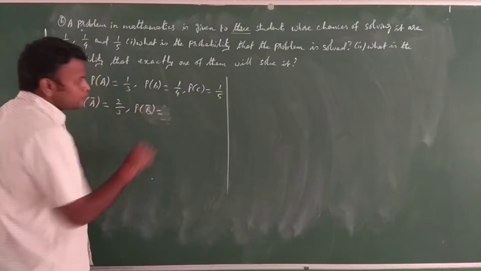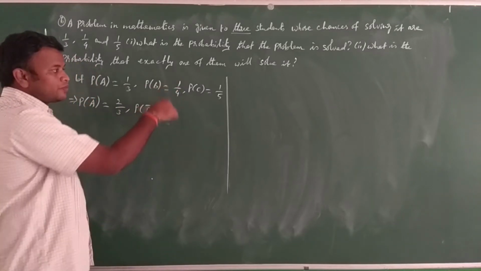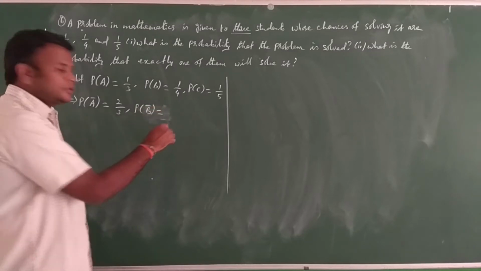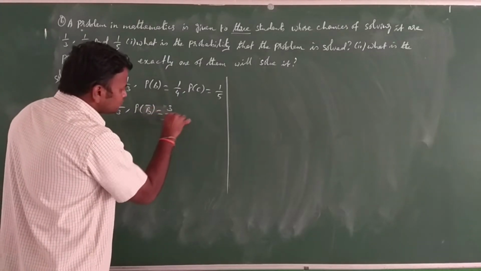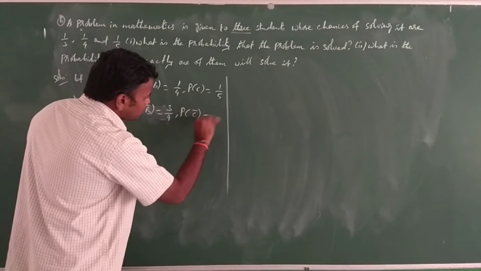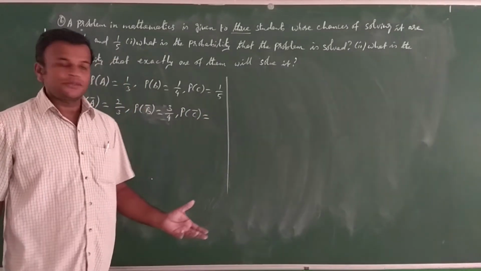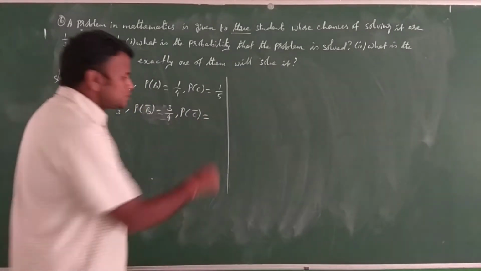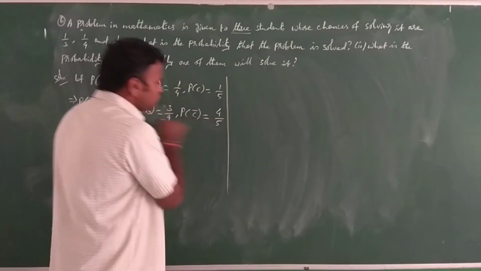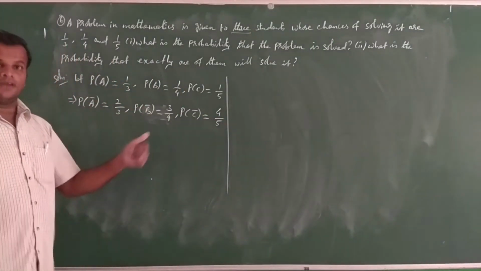The value of P of B bar? P of B is 1 by 4, so P of B bar is 3 by 4. P of C is 1 by 5, so P of C bar is 4 by 5. We use all these properties to find the values.